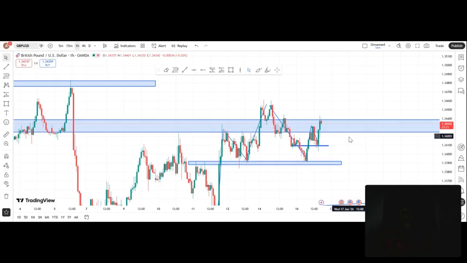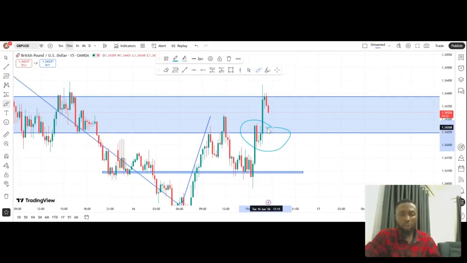Looking at this setup right now on the 15-minute time frame, looking at this place that I just mapped out, I'm actually seeing a good morning star. If you don't know what a morning star is, just go to your browser and search for morning star. It will show you what a morning star is.